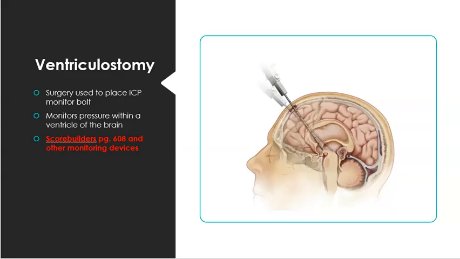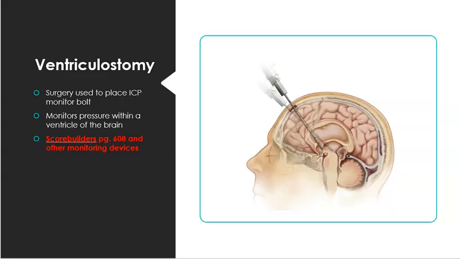On page 608, make sure you look at other monitoring devices and on Score Builder, but this would be a ventriculostomy. So it looks really painful, doesn't it? The ICP monitor, this is what the intracranial pressure monitor would be in place, measuring pressure exerted against the skull by brain tissue, blood, or cerebrospinal fluid, CSF.